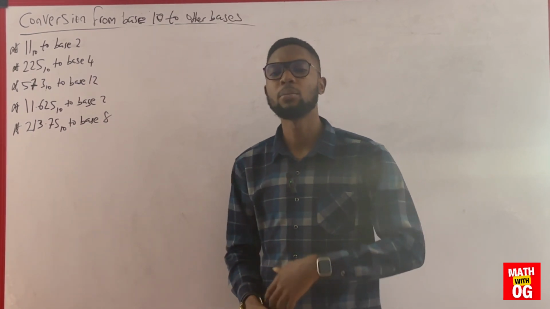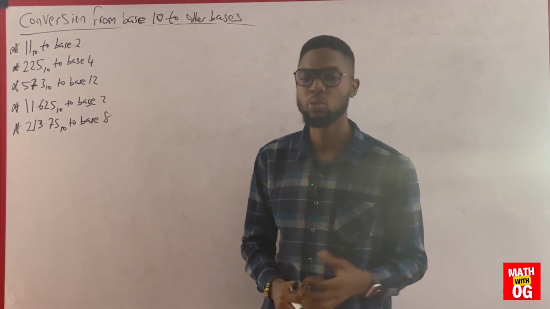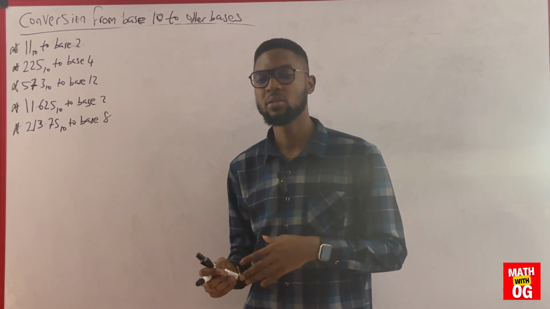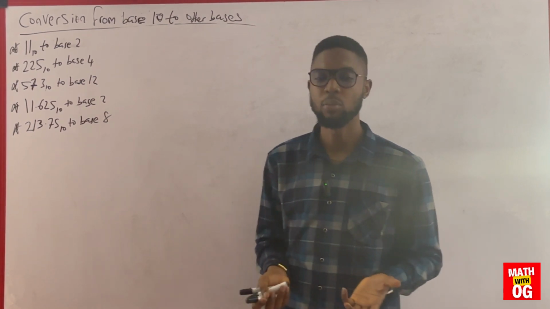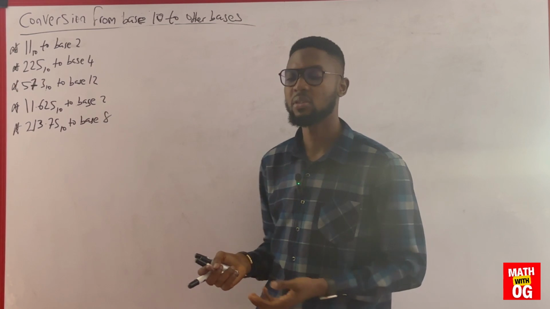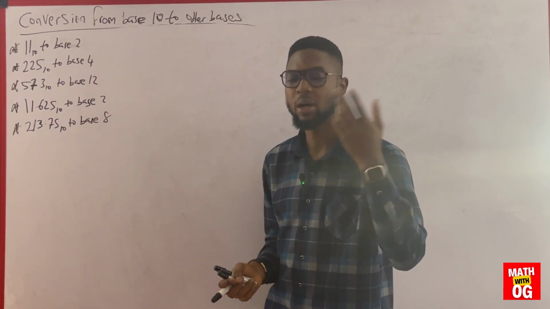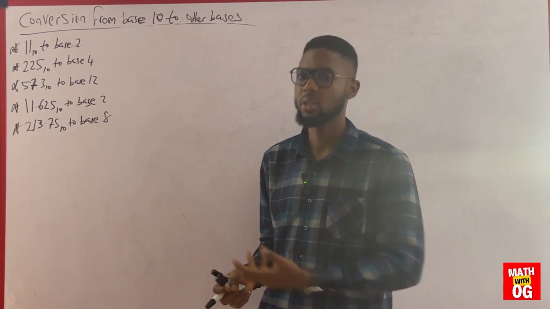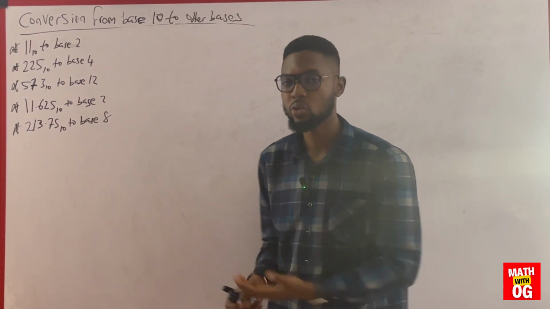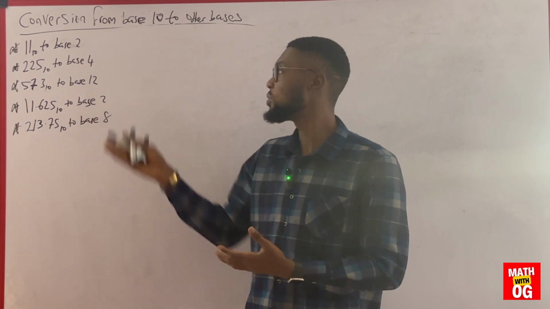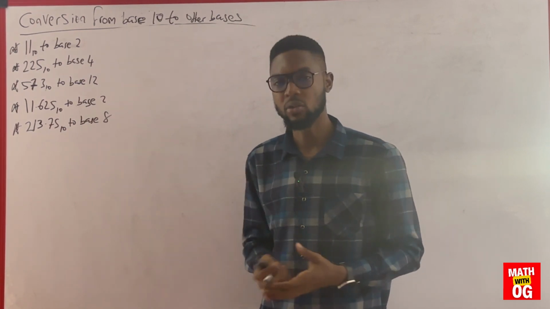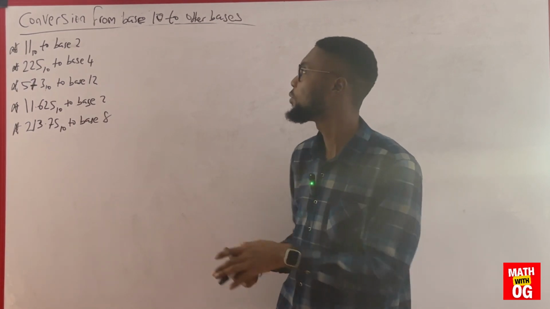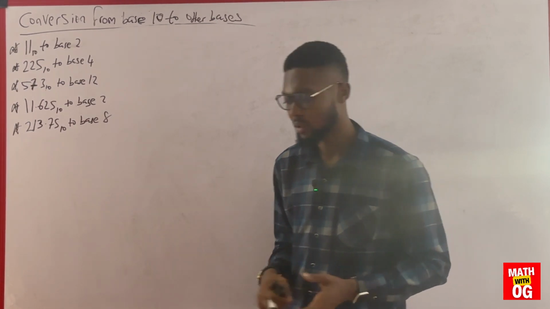Now, in converting from base 10 to other bases, what we normally do is continuous division. We divide continuously till we cannot divide anymore. That means when the number becomes 0, and we simply use the remainders to get the answer. So let's use these examples to solve, and when we are done, you realize that it's actually simple to convert from base 10 to other bases.